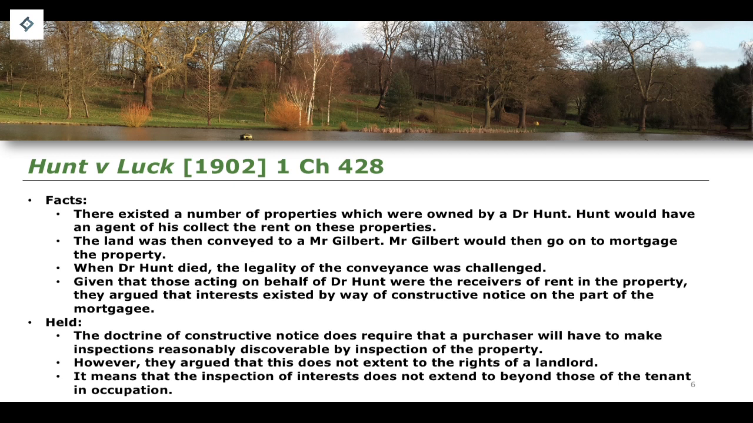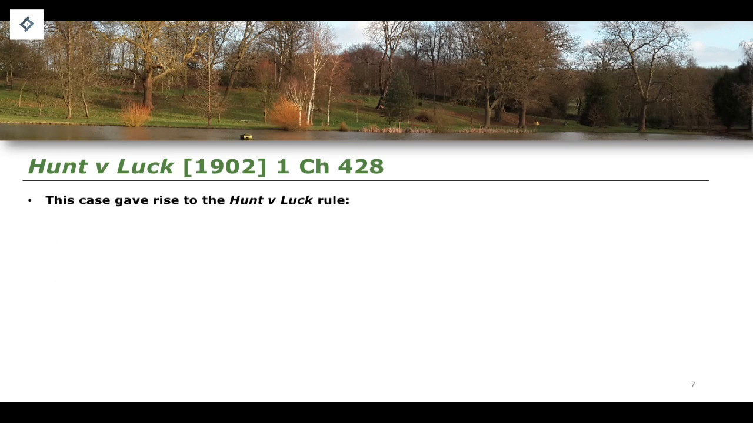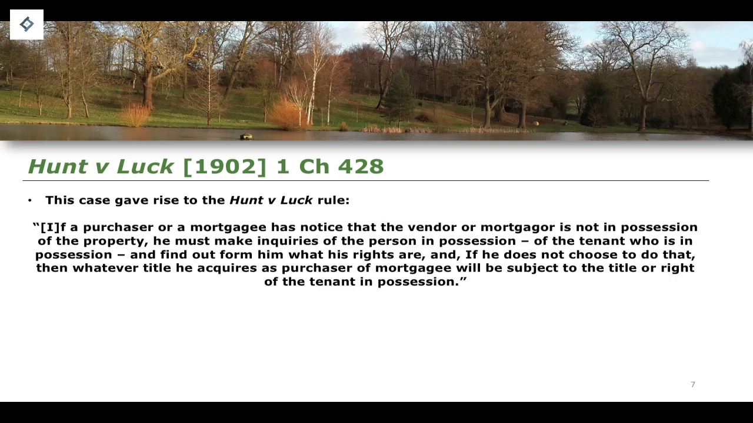And so what this essentially means is that the inspection of interest does not extend to those beyond that of the tenant in occupation themselves. This gives rise to the Hunt and Look rule, which essentially tells us that if a purchaser or a mortgagee has noticed that the vendor or mortgagor is not in possession of the property, he must make inquiries of the person in possession, of the tenant who is in possession, and find out from him what his rights are. And if he does not choose to do that, then whatever title he acquires as a purchaser or mortgagee will be subject to the title or right of the tenant in possession.